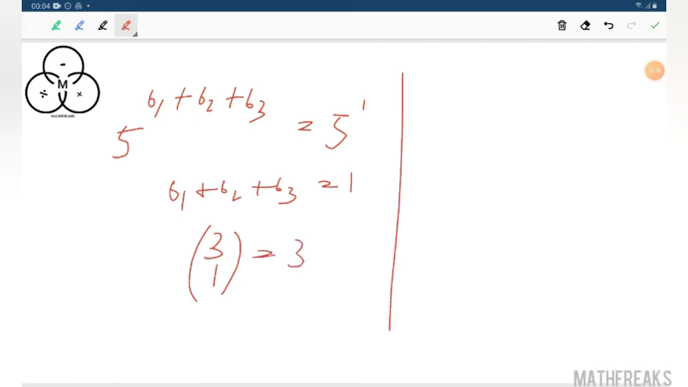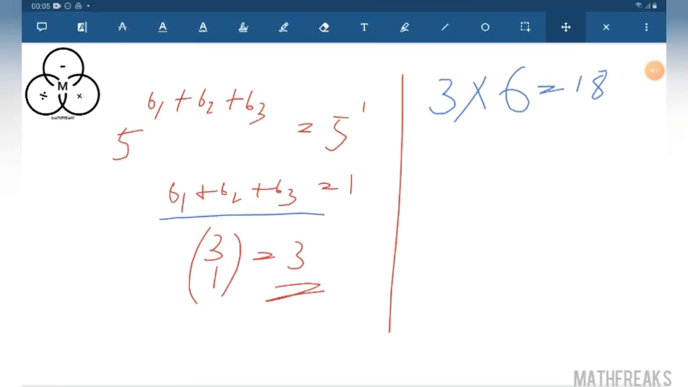So the answer is, now we will just multiply them. For this b1, b2, b3 we have got 3 ordered triplets, multiplied by the 6 ordered triplets that we got earlier. Our answer will be 18. This is the important thing. We have to understand that the cases are dependent. And this is the important thing.